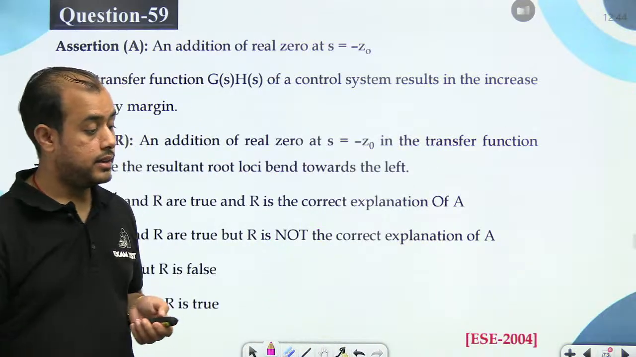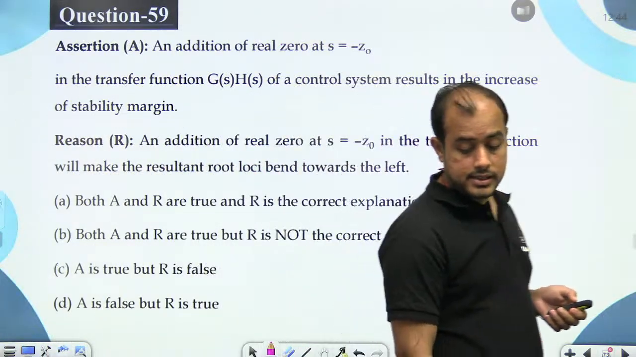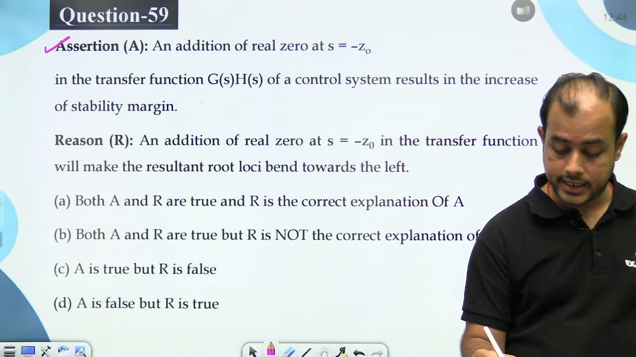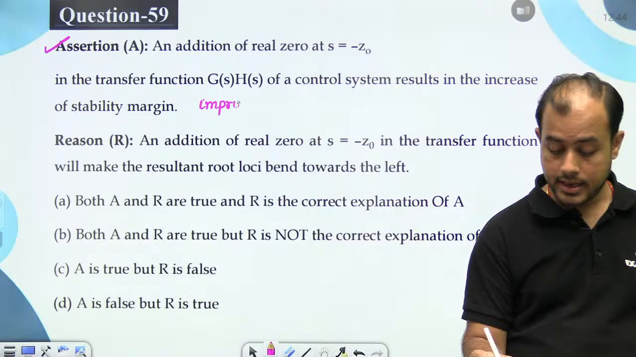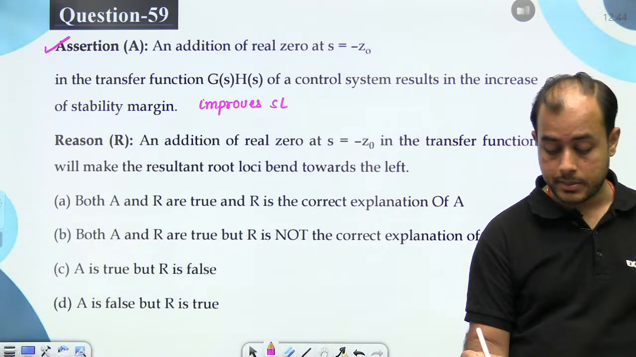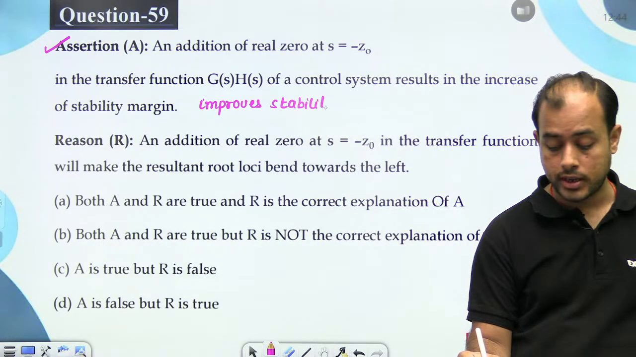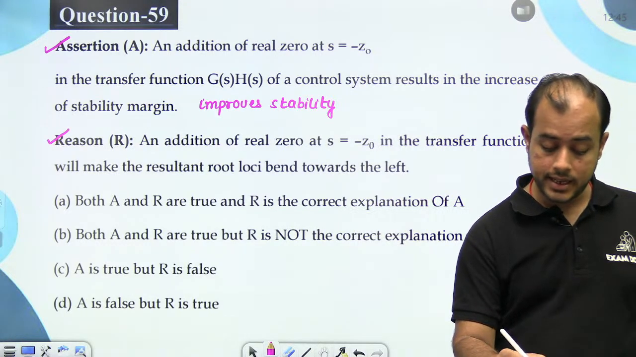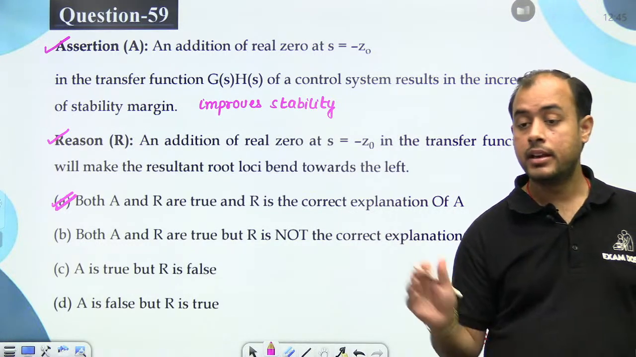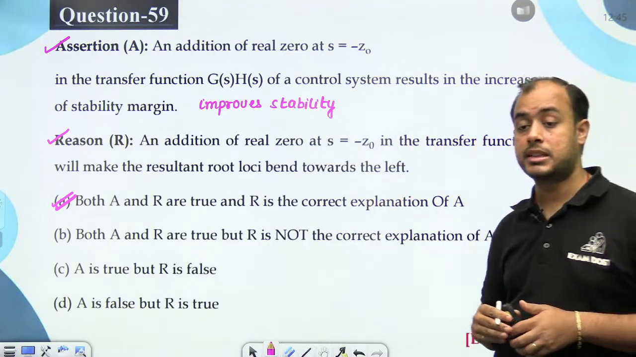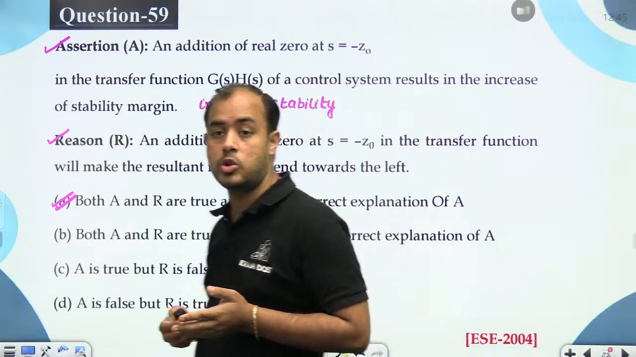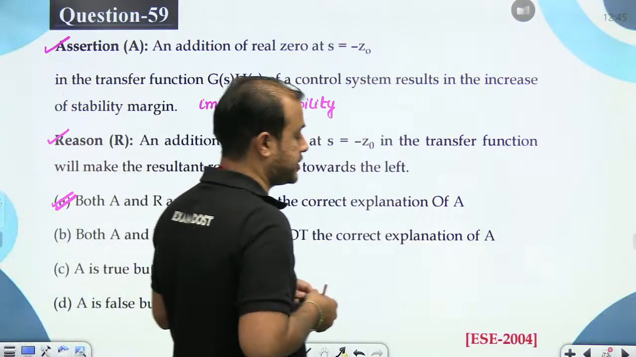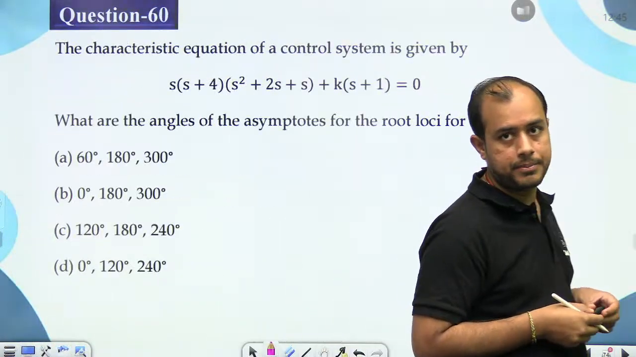ओके. An addition of a real zero results in increase of stability margin. Yes, it improves stability. Addition of pole reduces stability. Addition of zero improves stability. It will bend the root locus to the left. रूट लोकस लेफ्ट में जाने का मतलब है पोल्स ऑफ द क्लोज लूप ट्रांसफर फंक्शन शिफ्ट लेफ्ट, दैट इज अवे फ्रॉम ओरिजिन, so it is more stable.